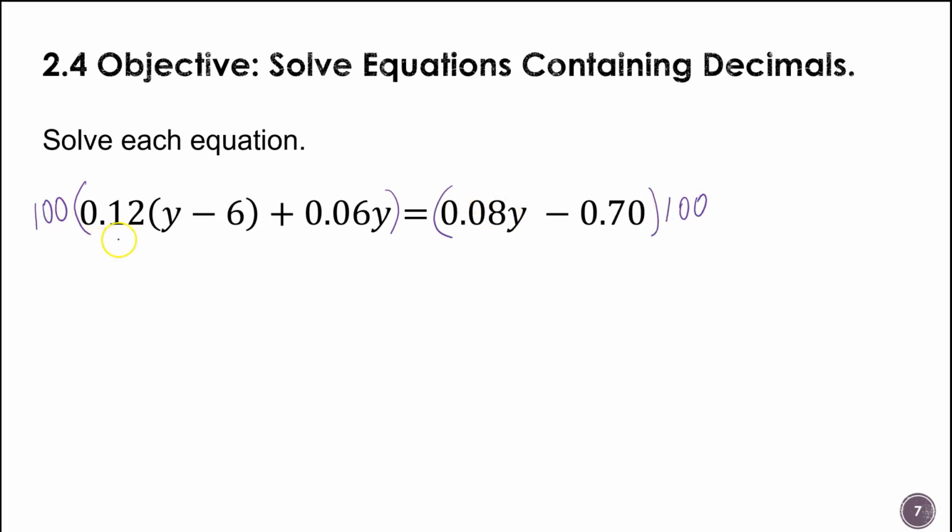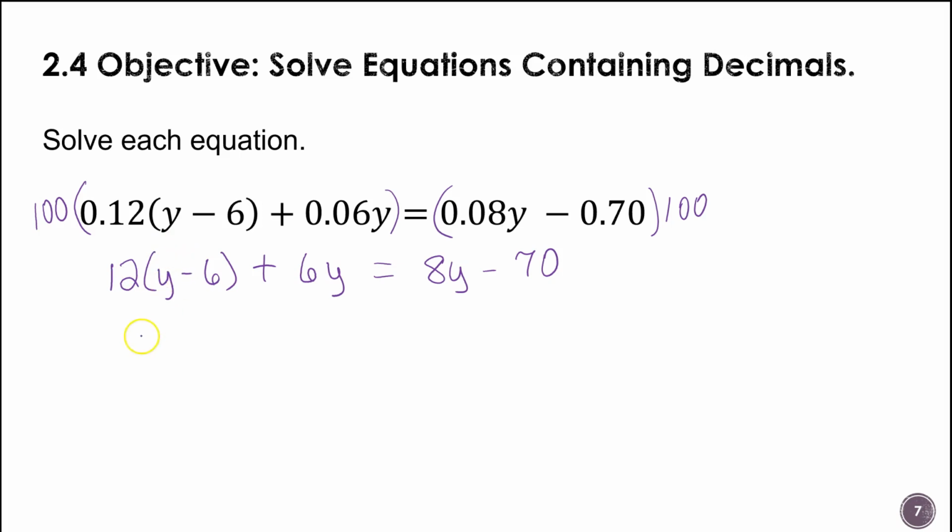And so when I multiply 0.12 times 100, it just becomes 12. And then that's what I'll distribute with y minus 6. And then this will be 6y on the second term. Well, the last term on this side, I guess. And then I have 8y minus 70. Remember, we moved the decimal two places to the right in order to clear the decimals in this case because we're multiplying by 100.